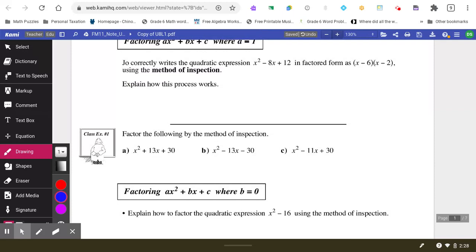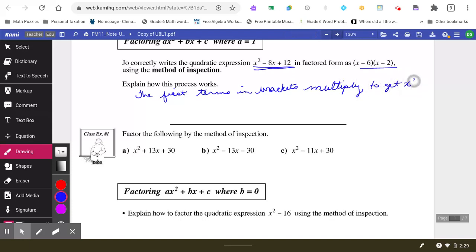How do you do this? Do you remember how to do this? How come it turns into this? It says explain how this process works. Well, you could say the first terms in your brackets multiply together to get x squared. And then the last terms in your brackets multiply together to get 12.